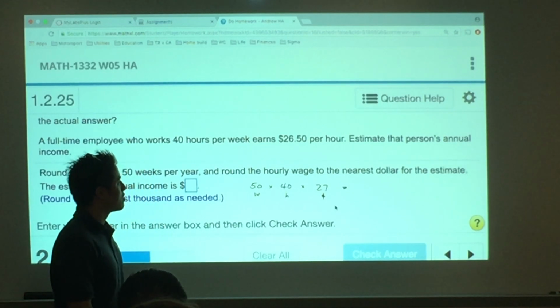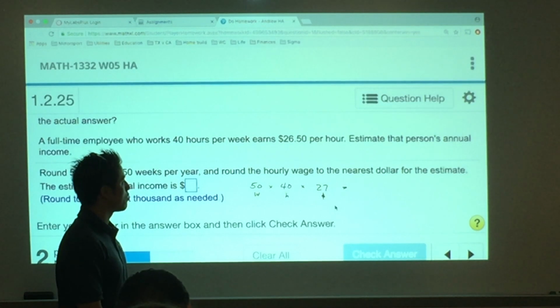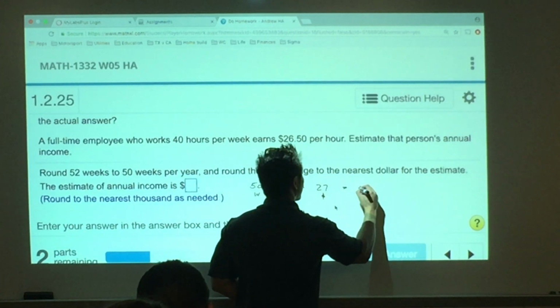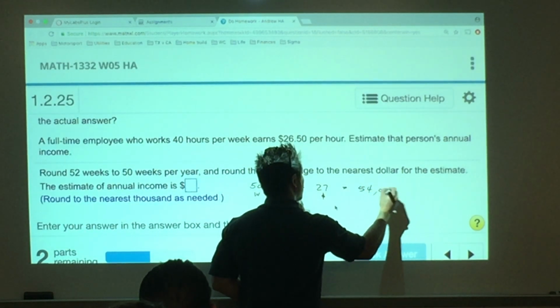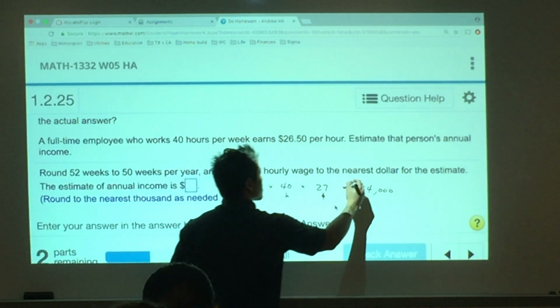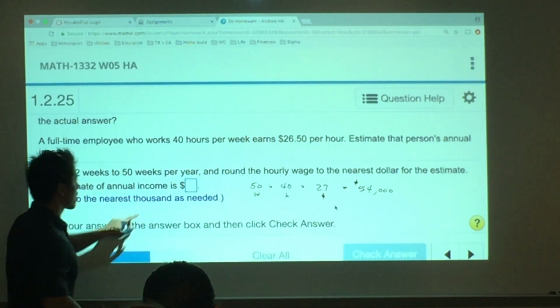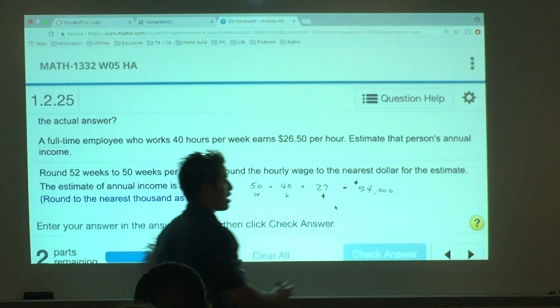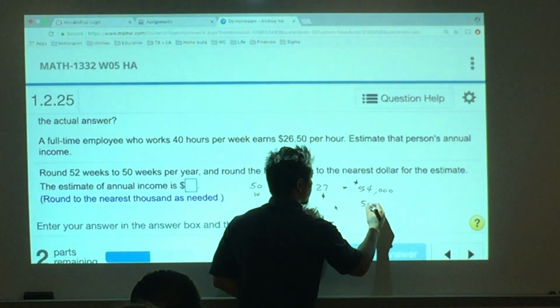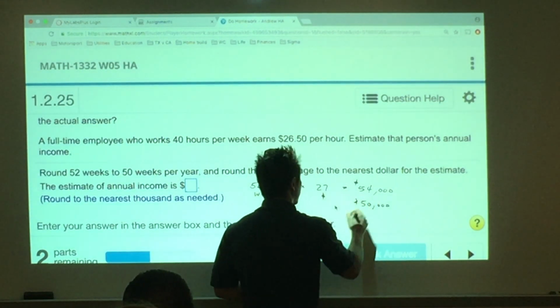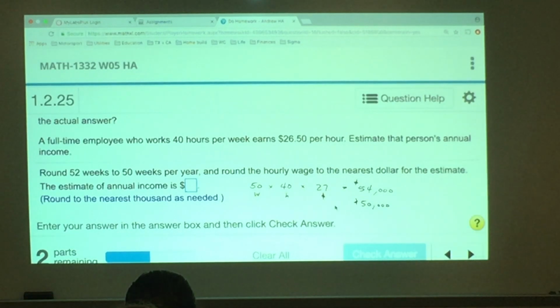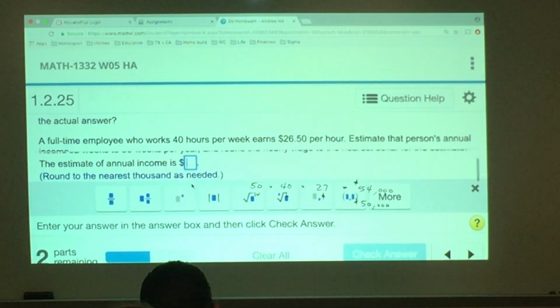No. 30? 2,000. 54,000. 54,000. Way off. There you go. Now, it says round to the nearest 1,000. So I would round it down to 50,000. Let's see if this works. If not, this number might have to be a little bit lower. But let's see if this works.